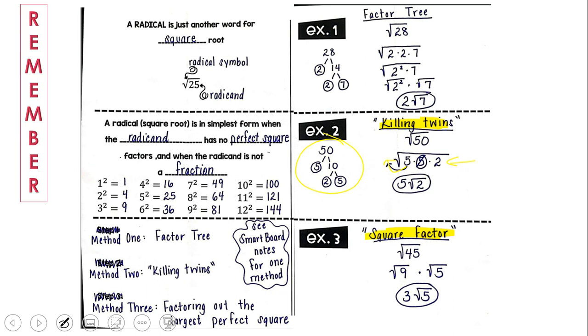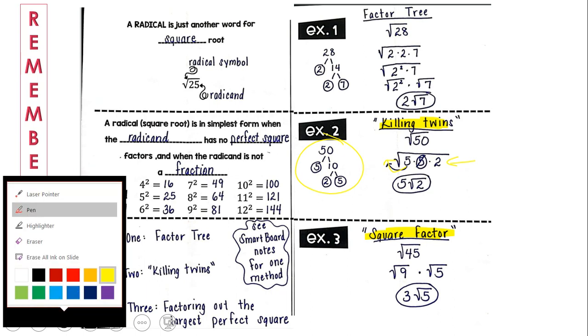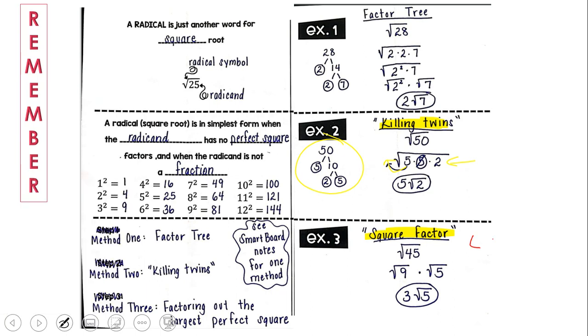In the square factor method, that's when we have to find the largest perfect square that goes into that square root. So for example, 45, the largest perfect square that goes into it is 9. So then we break it up into the square root of 9 and the square root of 5. Square root of 9 is 3, so we end up getting 3 root 5.